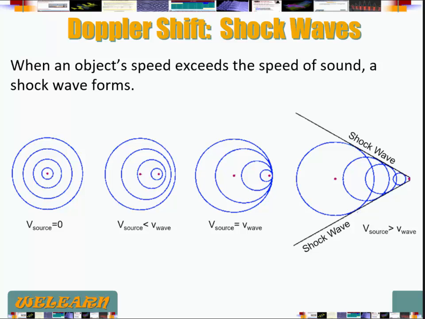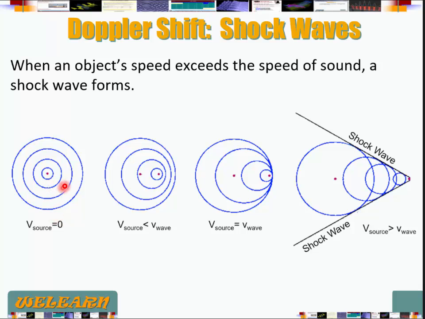One example for the Doppler shift is what we call shockwaves. That's when an object's speed exceeds the speed of sound or the speed of the wave that it's producing. So in that case, it will produce what we call shock waveforms. For example, let's look at this.